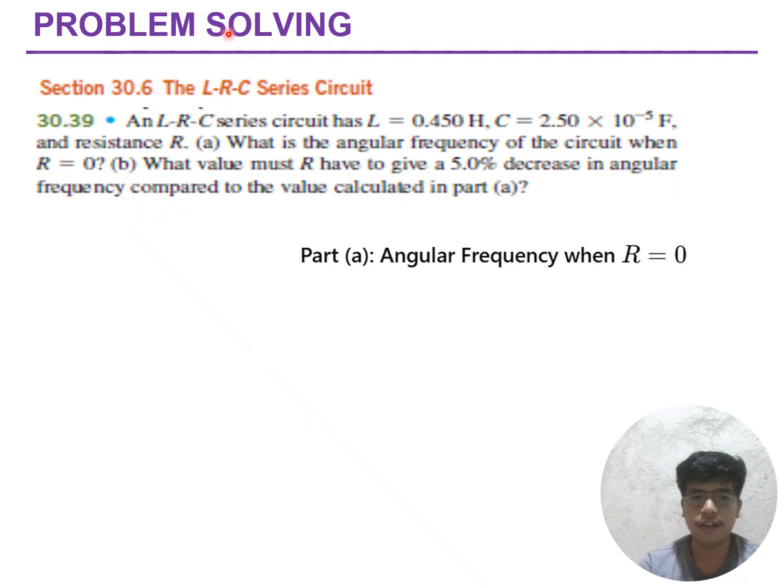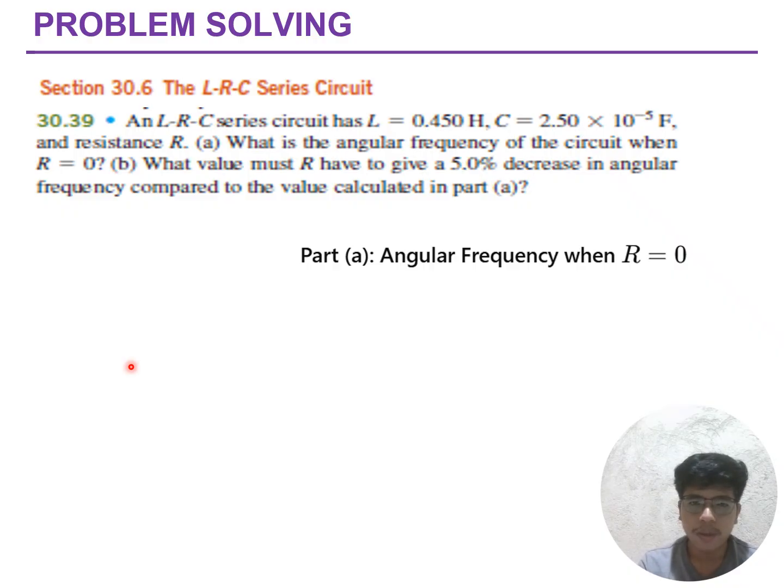So let's try another problem solving. So we have the LRC series circuit. An LRC series circuit has L equal to 0.450 Henry, C equal to 2.50 times 10 to the power of negative 5 F, and resistance R. What is the angular frequency of the circuit when R is equal to 0?